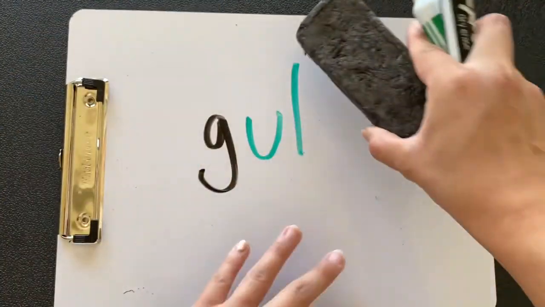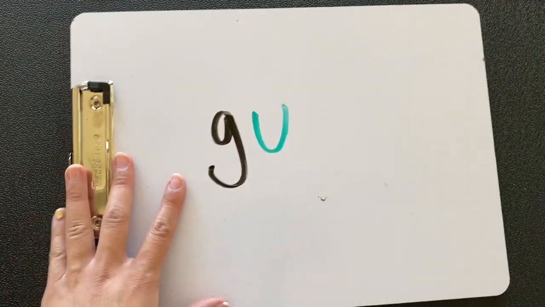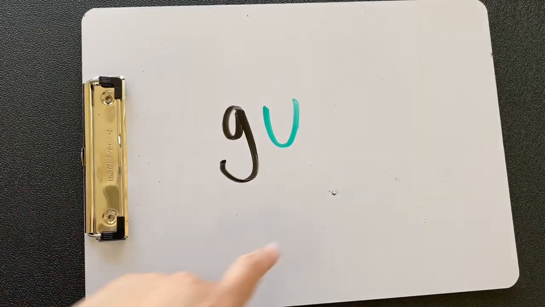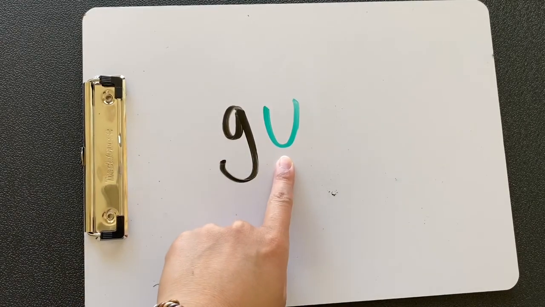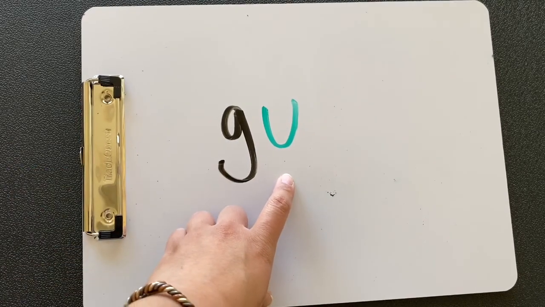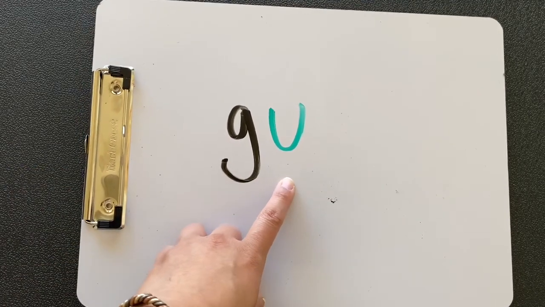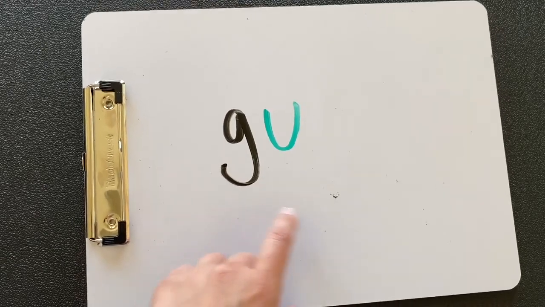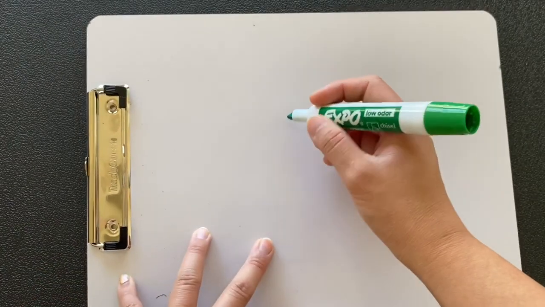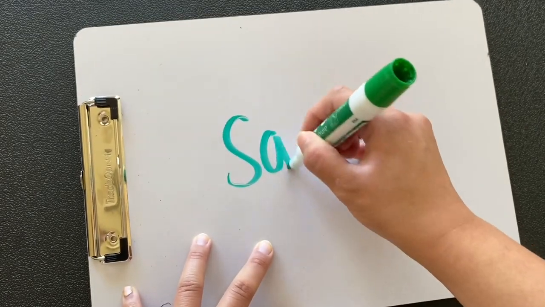Now I'm going to remove the L. I want you to think about what this reads now, given its new place. My vowel is at the end. So if my vowel is at the end, is it going to be short or long? It's going to be long. Great job. So the word should read go. Let's try a few more because I want to know that you guys can handle it. Although I definitely know you guys can handle it.